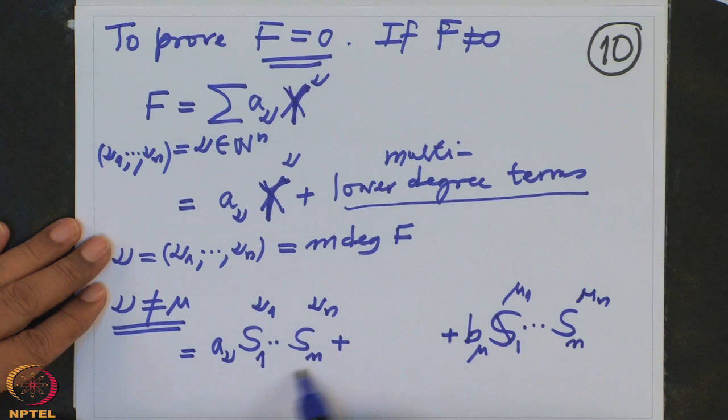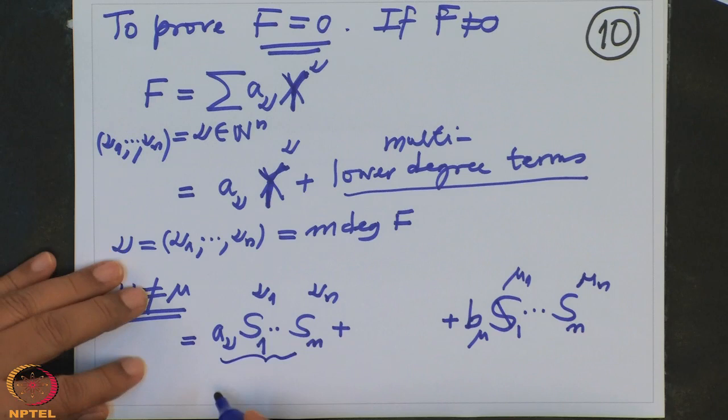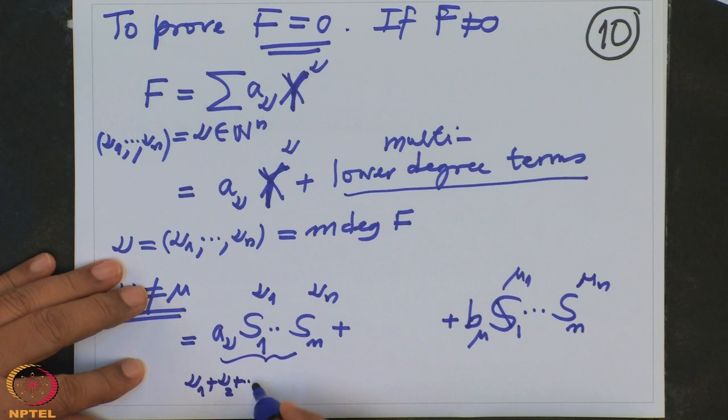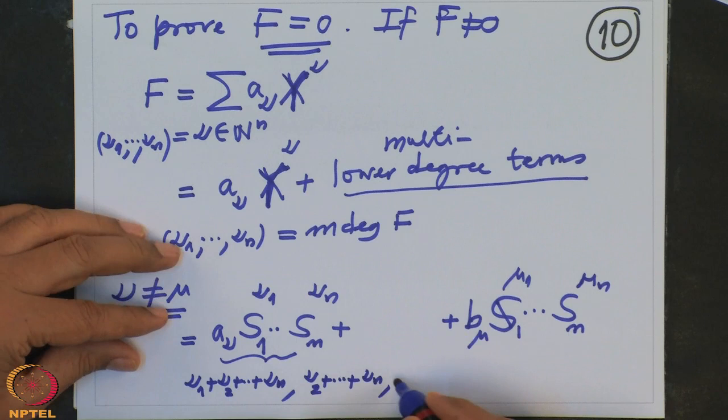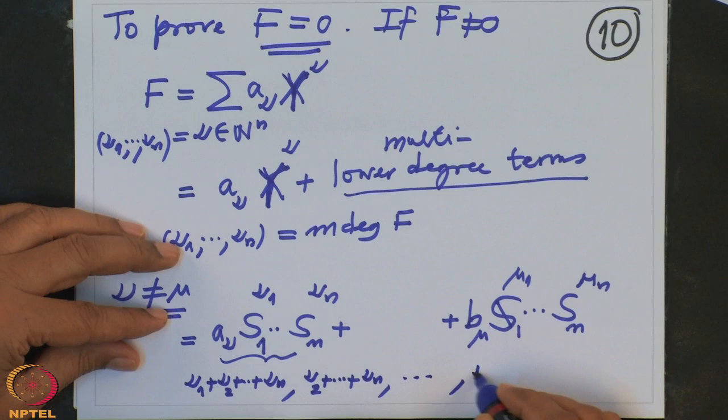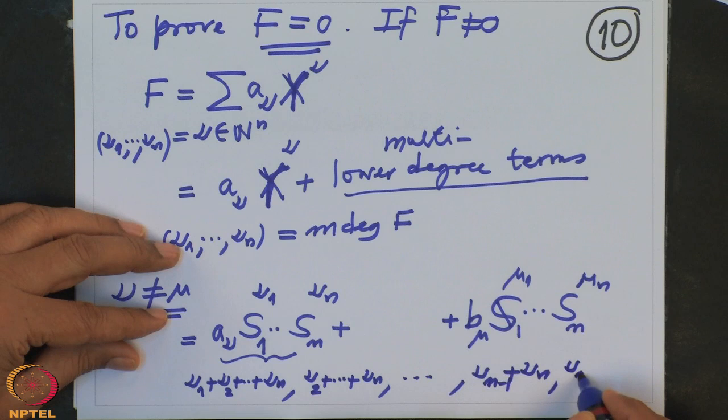So that we have seen, the multi-degree of this one is nu 1 plus nu 2 plus ... plus nu n, comma, nu 2 plus ... plus nu n, comma, one at a time we are dropping. So the last one will be nu n minus 1 plus nu n, comma, nu n. This is the multi-degree term.